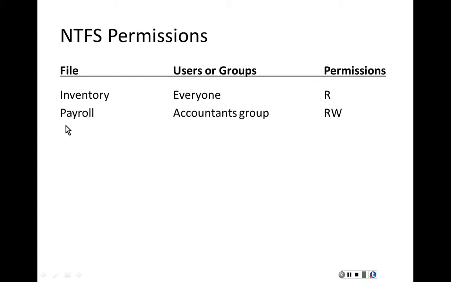And then a folder like the payroll database, that's highly confidential, so everyone will not have any permissions at all. The accountants group will have permissions, and they will have the read and the write permission. And then the administrators group will have full control to all files. NTFS permissions controls access to confidential files.